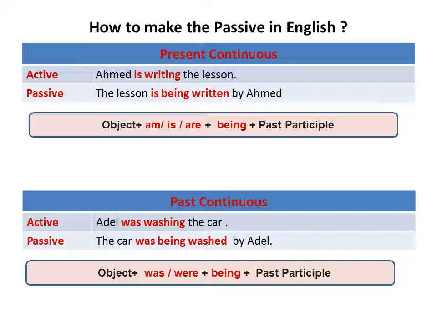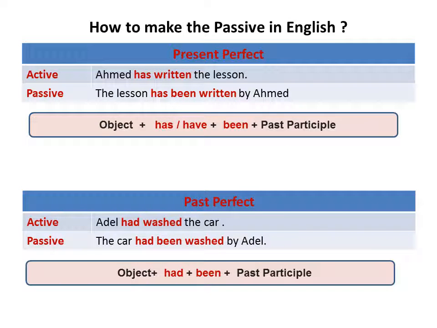To make a passive sentence in the past continuous, let's see this example. Adel was washing the car. The car was being washed by Adel. So, we will start with the object, then was or were, being, plus the past participle of the verb.